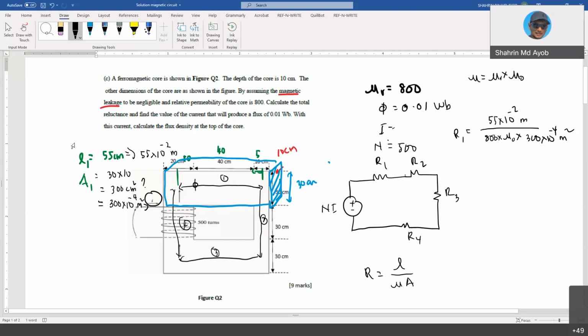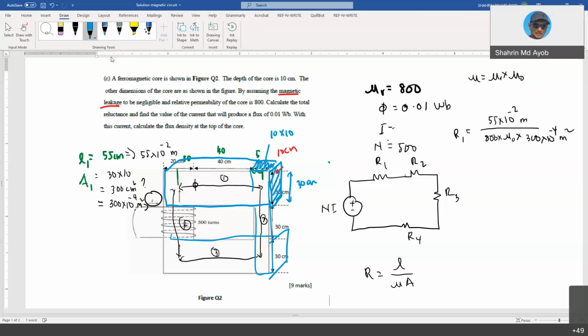Okay, for every segment. For segment 2, this is actually your segment 2 here. Your cross section is this one, which is 10 multiplied with 10. Okay, 10 multiplied with 10. And for cross section number 3, this section, the cross section is 30 multiplied with 10 centimeter square.